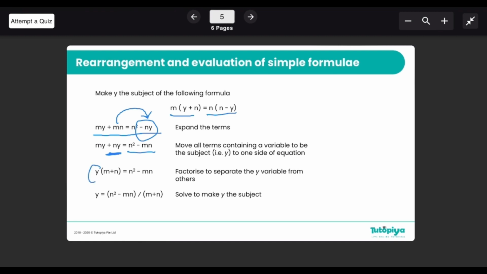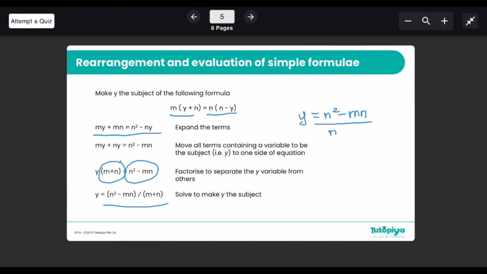And then I need this Y on its own. So I'm going to factorize out the common Y from MY and NY, leaving me with this expression. And finally, I can divide by this. More than writing it this way, I think it's ideal if we write it as n squared minus mn all over m plus n. This gives more clarity to the examiner as well.